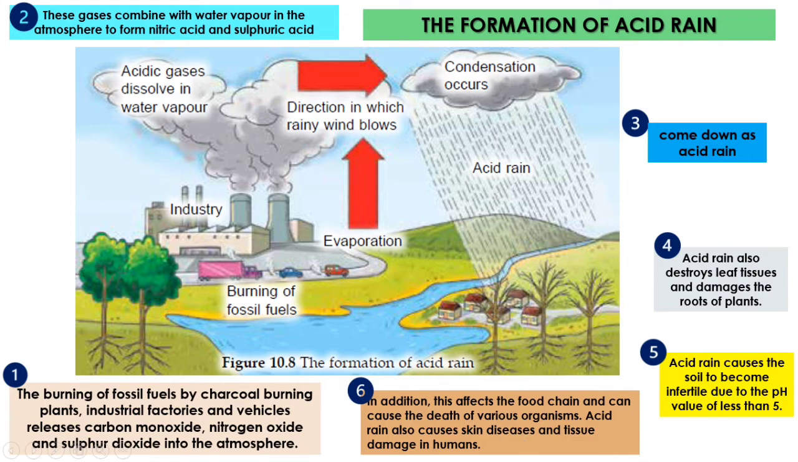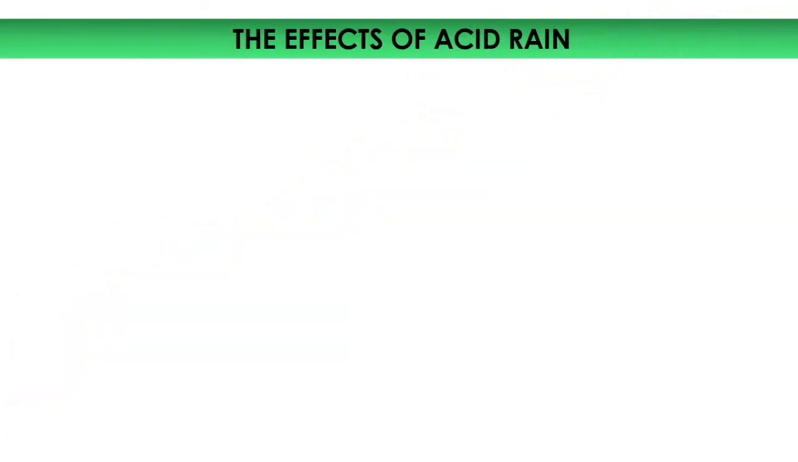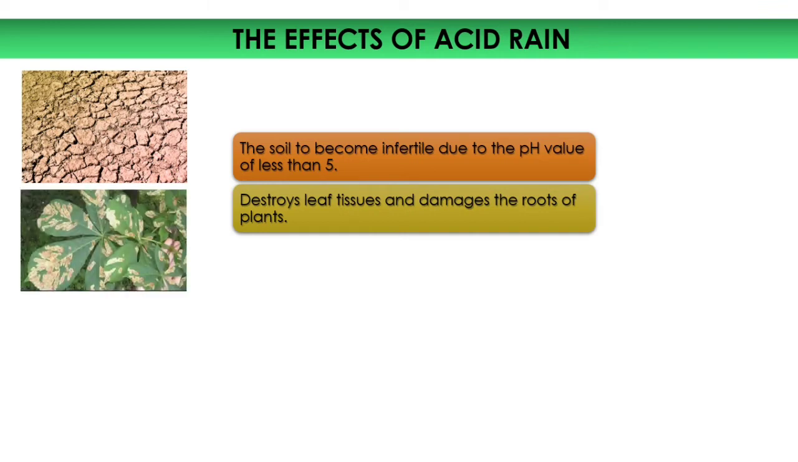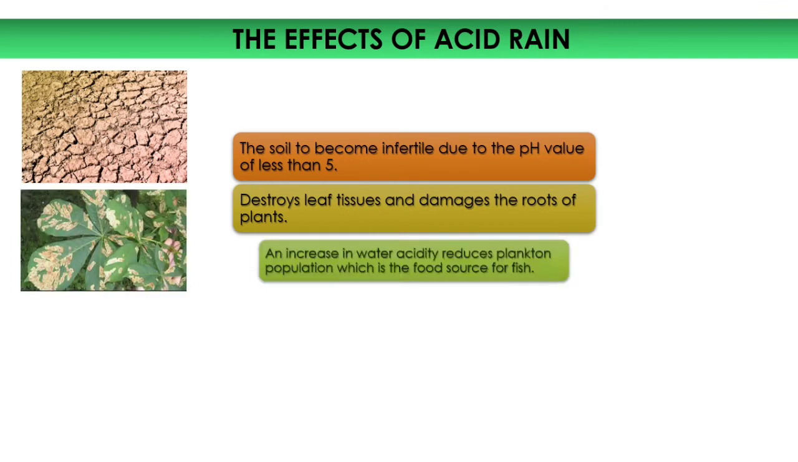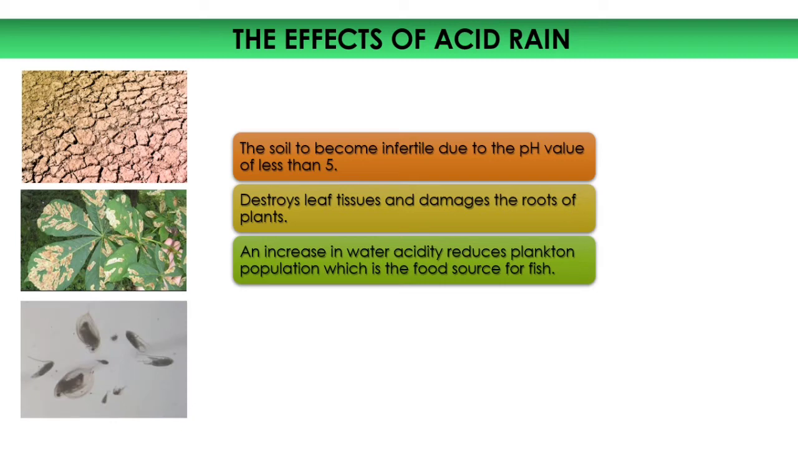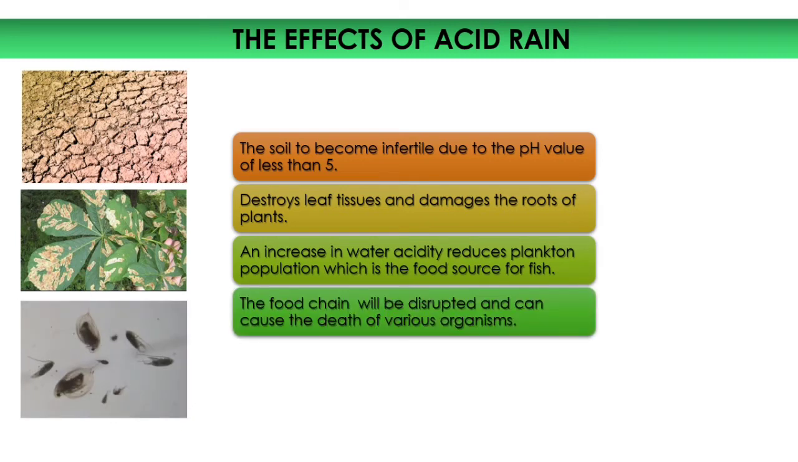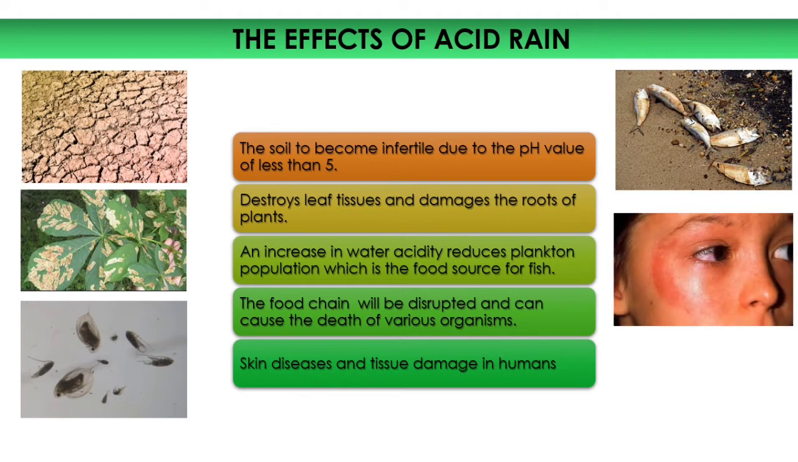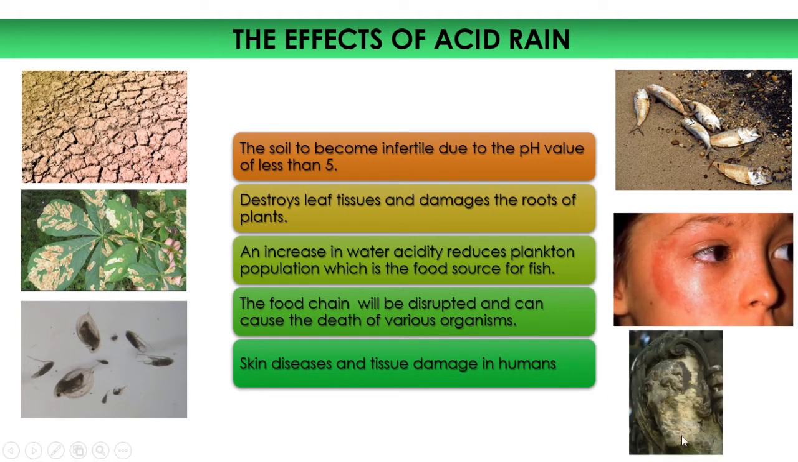So this is the effect of acid rain. The soil becomes infertile due to the pH value being less than 5, destruction of leaf tissue and damage to the root of the plant, and an increase in water acidity reduces the plankton population, which is the food source of fish. The food chain will be disrupted and can cause the death of various organisms, skin disease and tissue damage in humans, and also the destruction of the structure. Okay, like this.